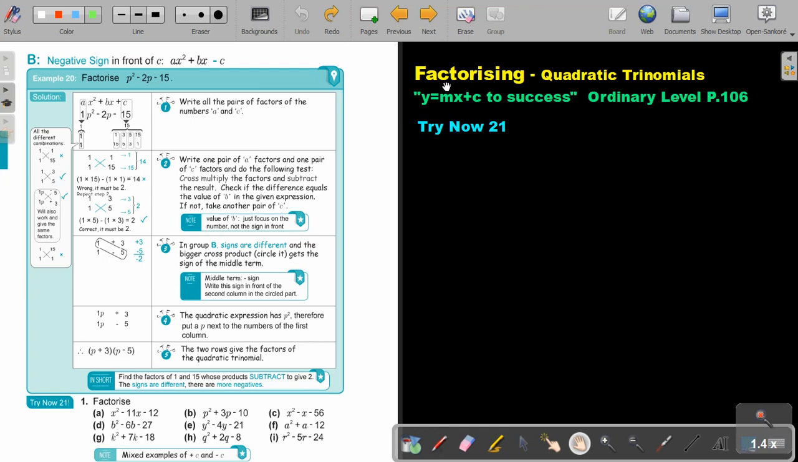In this video, we are going to continue with factorizing quadratic trinomials, and we are going to focus on group B. You will find this on page 106 in the Namibian Ordinary Level Mathematics textbook. Now, if you go back, I'm first going to take you back.